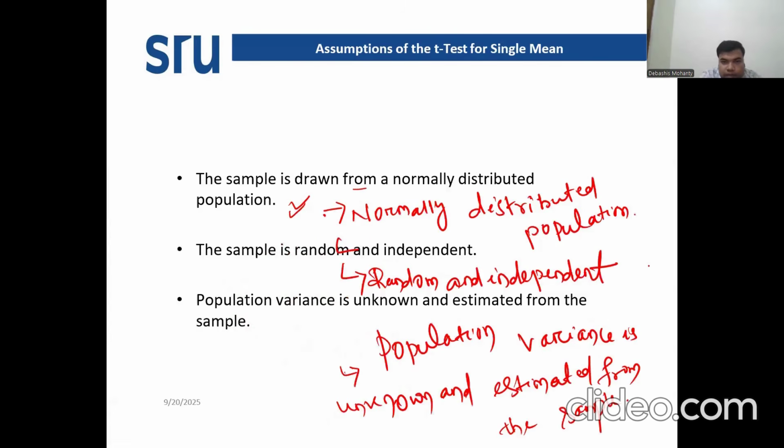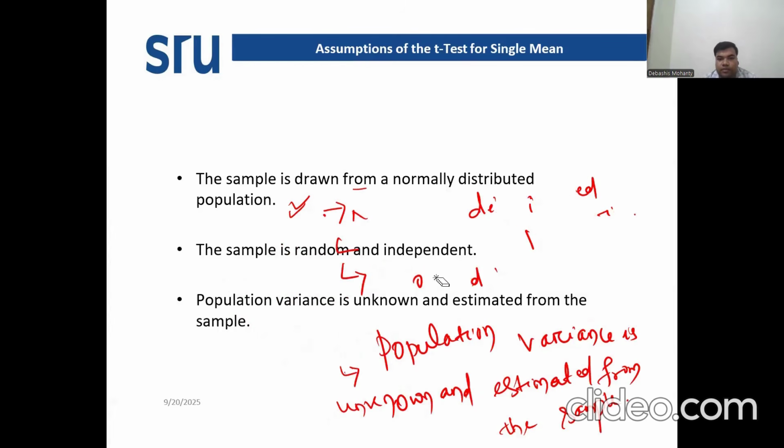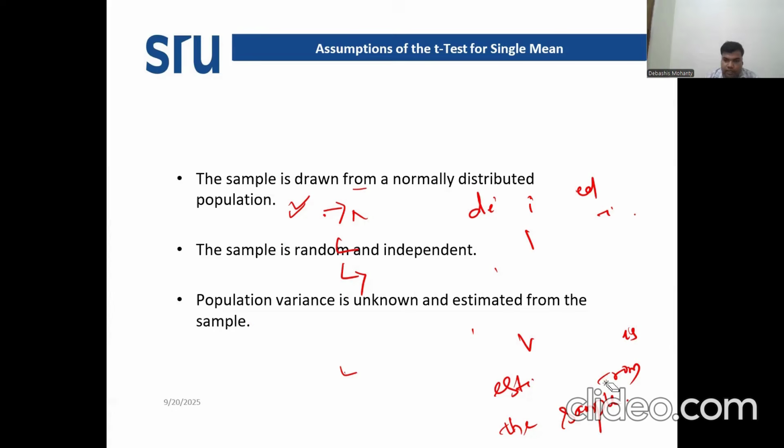Okay. So after that, we have the assumptions of the t-test for the single mean. So what are the assumptions? It is a normally distributed population, and it is random and independent, and the population variance is unknown and estimated from the sample. So these are the cases, students.